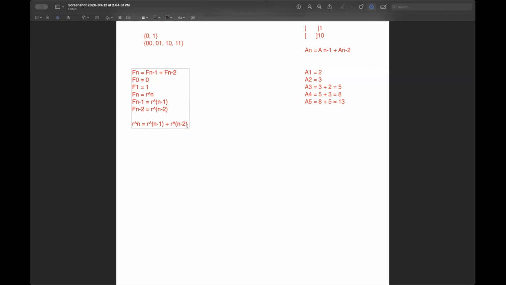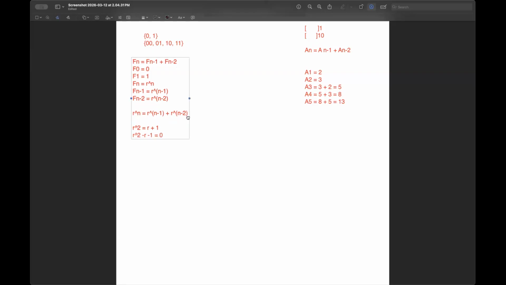So now that we have this, there's a way that we can simplify it. The common term, the smallest term amongst all of them, is going to be r to the n minus 2. So if we divide everything by r to the n minus 2, we end up with r squared is equal to r plus 1. That's just dividing by common terms. And that is going to equal r squared minus r minus 1 equals 0. So now we have a quadratic equation, right?